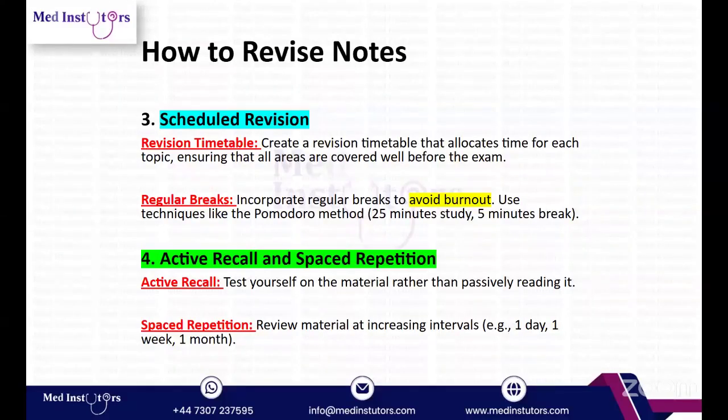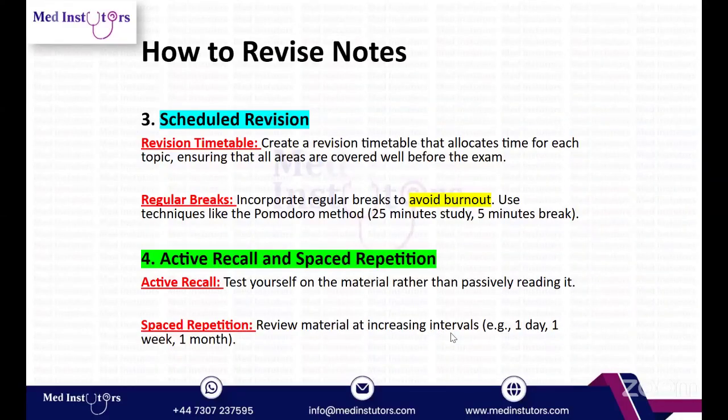So another tip is active recall and spaced repetition. Test yourself on the material rather than passively reading it. So challenge yourself, give yourself a chance to solve the SBAs. So don't be afraid of solving SBAs. If you don't know the answer, don't worry. This is your practice. Spaced repetition: review material at increasing intervals.